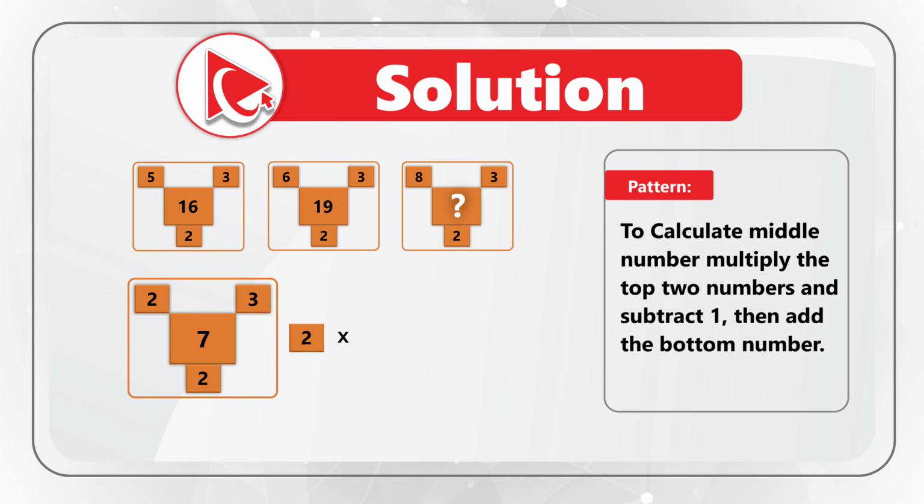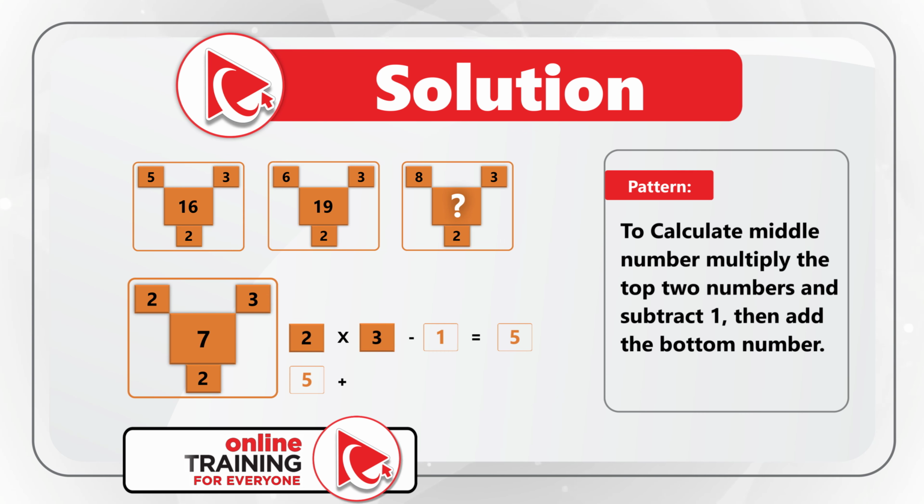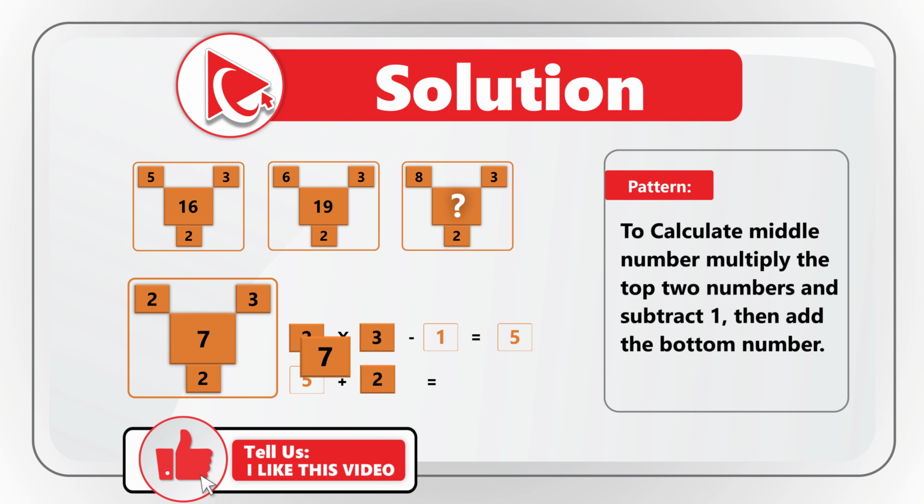2 multiplied by 3 minus 1 equals 5. 5 plus 2, which is the bottom number, equals the middle number, which is 7.